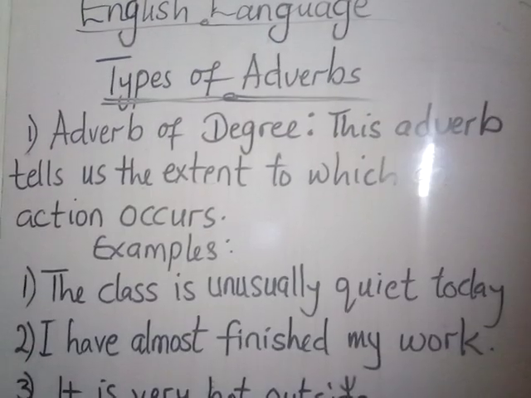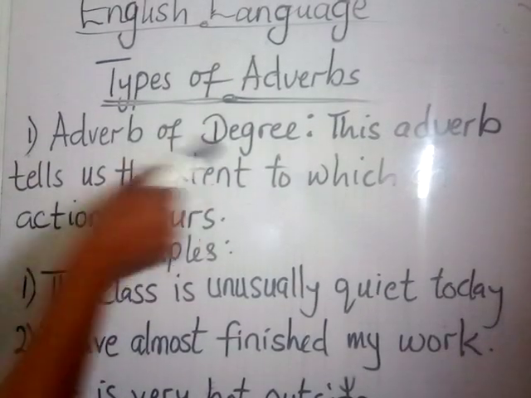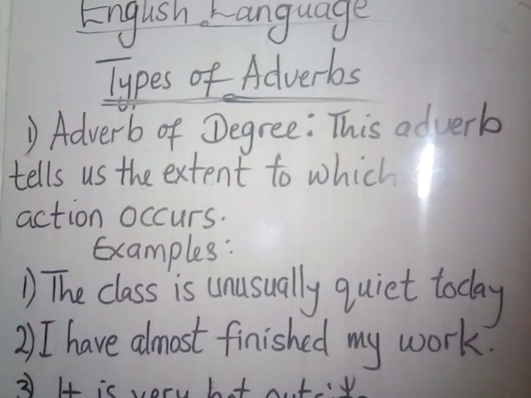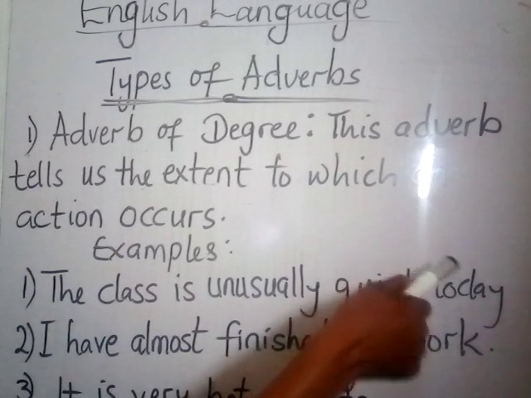So the next type of adverb we're looking at is adverb of degree. Adverb of degree tells us the extent to which an action occurs. It tells us the extent, the degree, to which an action occurs, the intensity of an action. For example, the class is unusually quiet today.